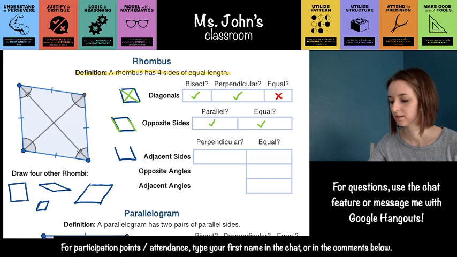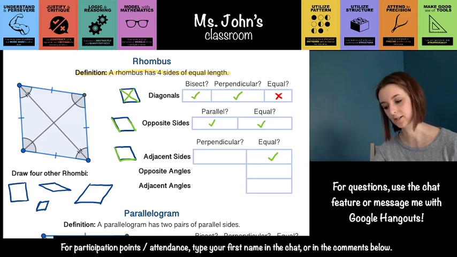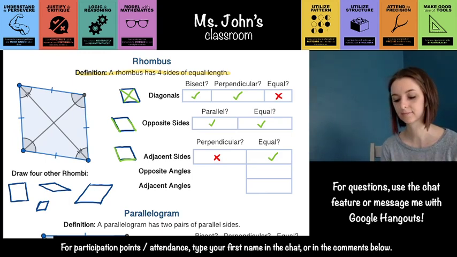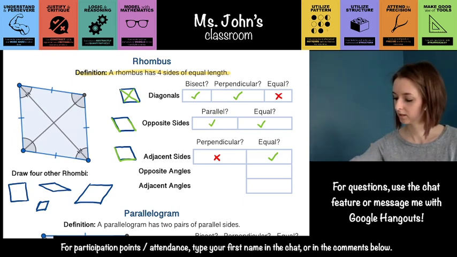Speaking of which, the adjacent sides, the ones that are next to each other, are also equal because that's part of the definition. However, they are not perpendicular because the angles in this shape don't actually matter. They could be any angle you wanted to be. So let's talk about the angles now.